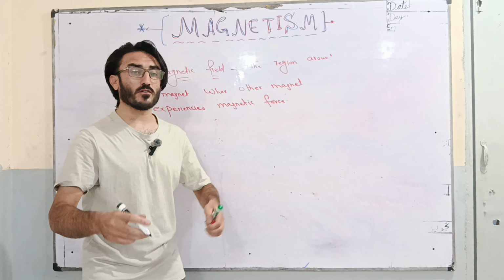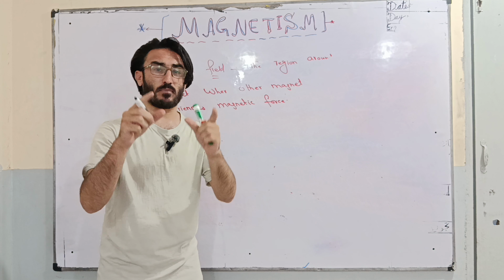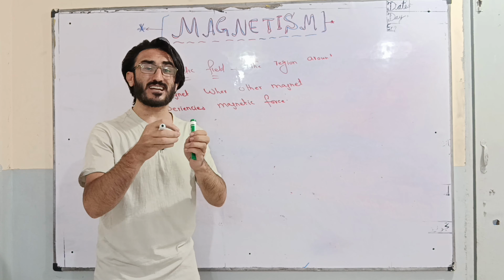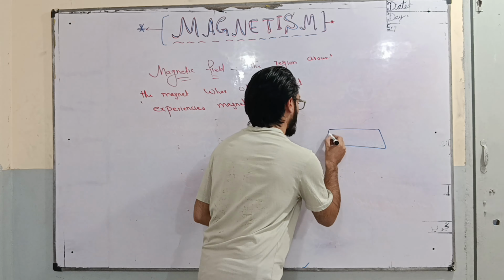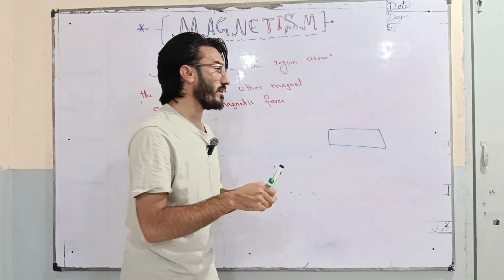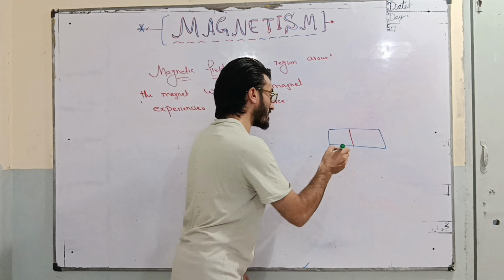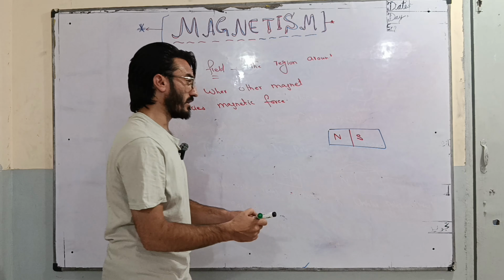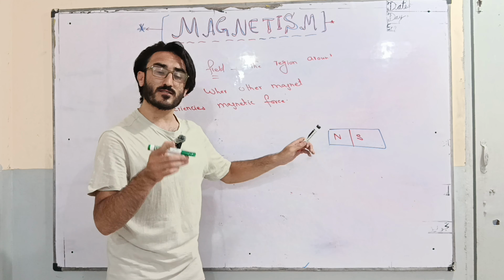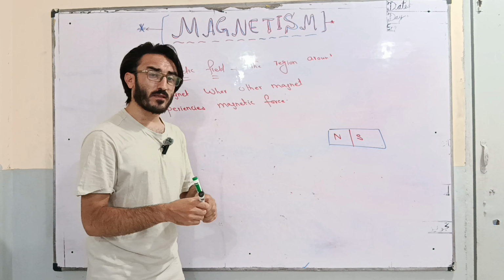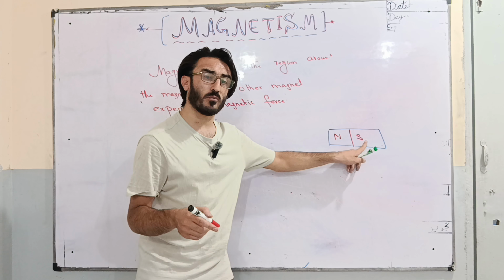Suppose we have a bar magnet. How can we represent magnetic field lines for a bar magnet? As we know, a bar magnet is a permanent magnet which is strongly magnetized. Any type of magnet has two poles, for example, north pole and south pole. Now, how can we represent magnetic field lines for a single bar magnet? As we know, magnetic field lines always start from the north pole and end in the south pole.